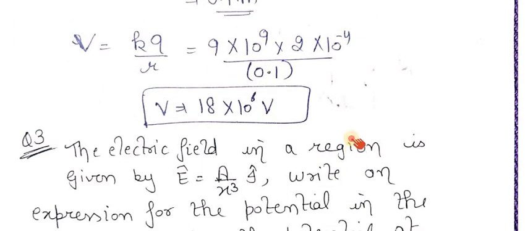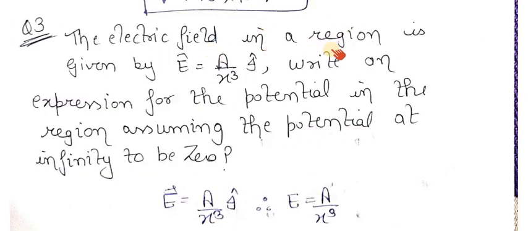Now the third numerical is: the electric field in a region is given, but in the form of variable x. Write the expression for the potential in the region, assuming the potential at infinity to be 0.